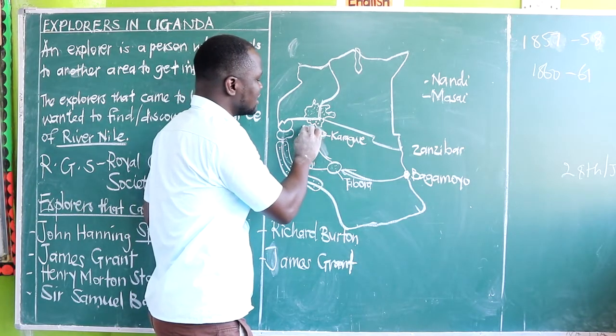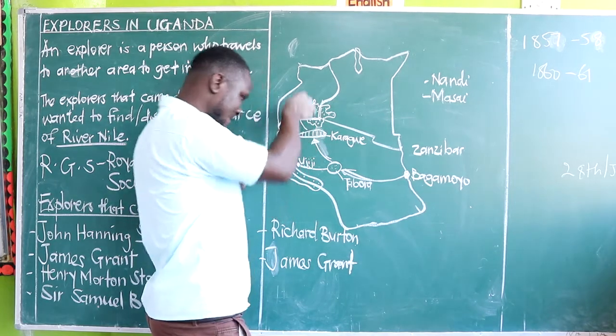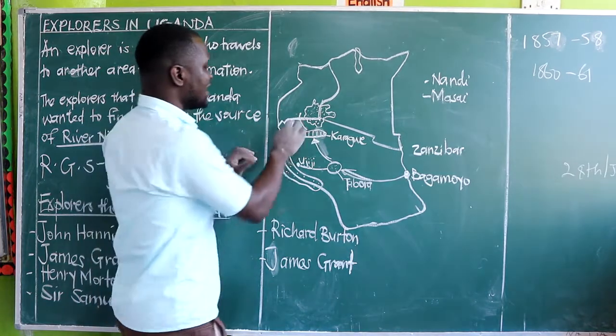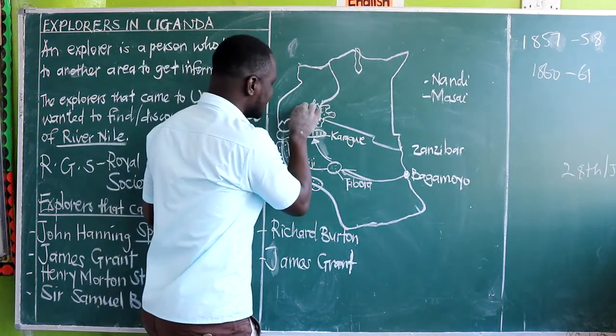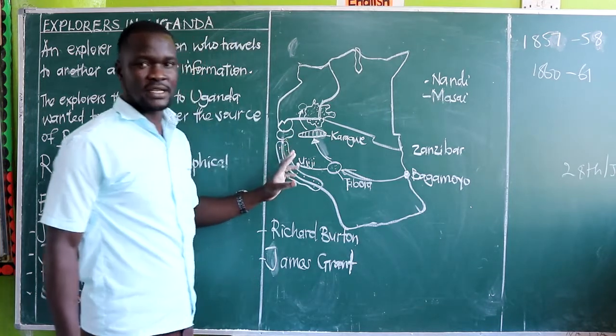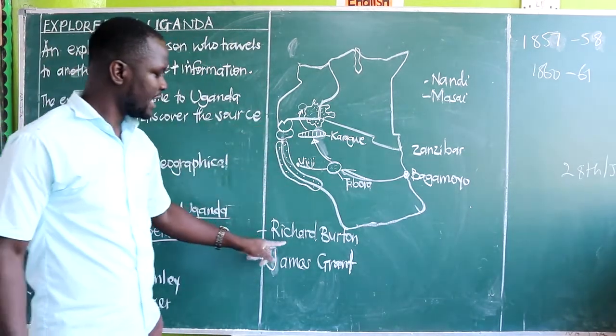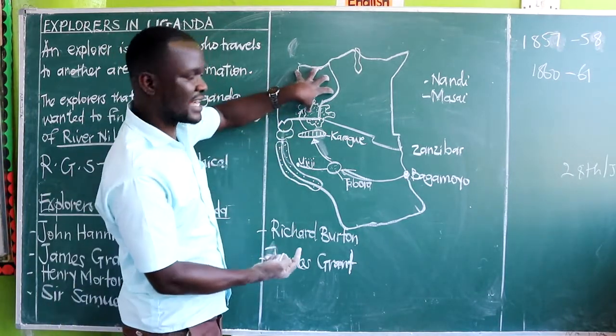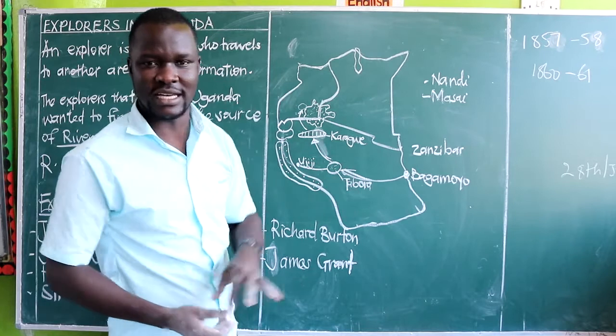This time, John Speke entered. So we have him now crossing the border, and he has entered Uganda. Therefore, he comes to Uganda. For that case, we shall say John Speke became the first European explorer to enter Uganda. I believe we are able to see that.